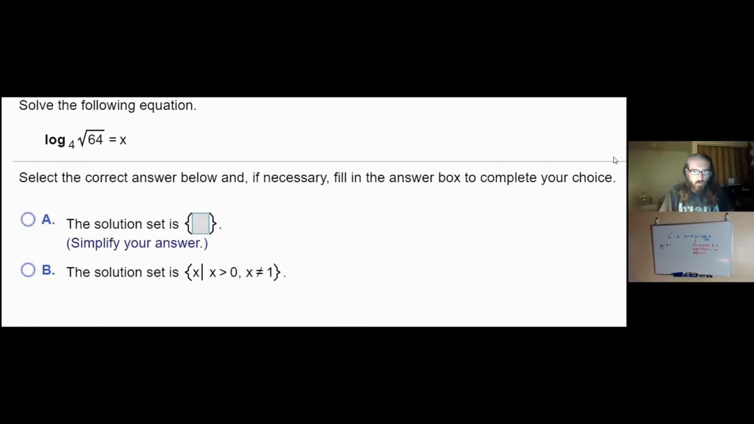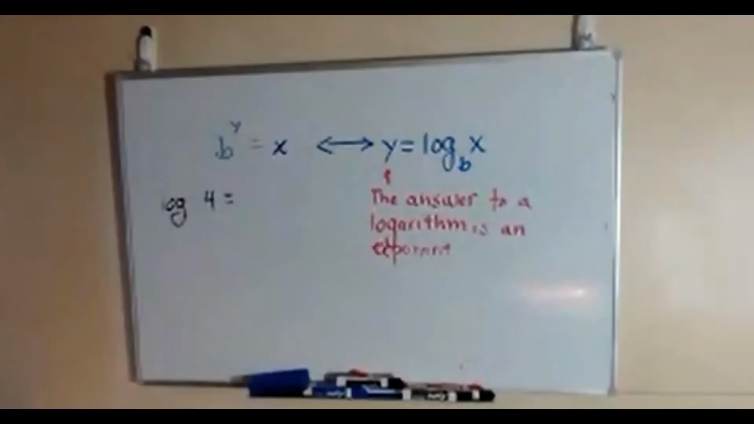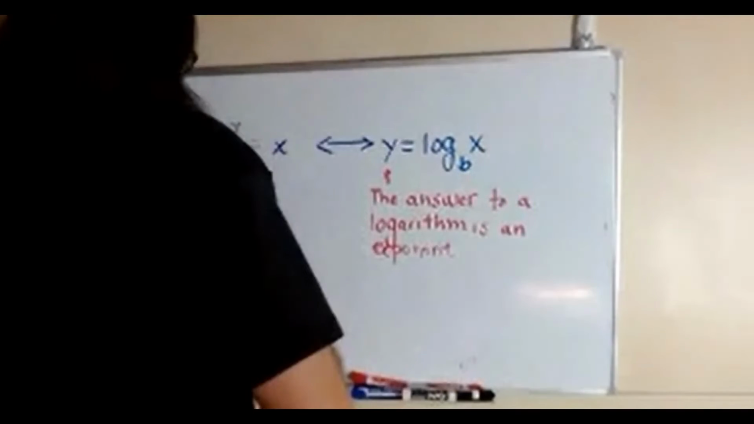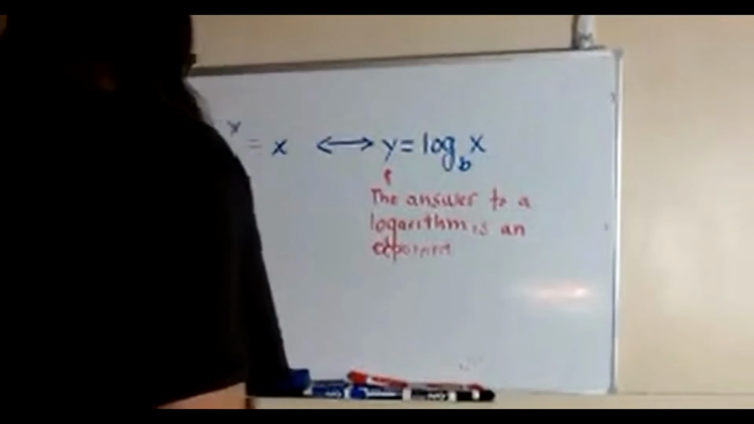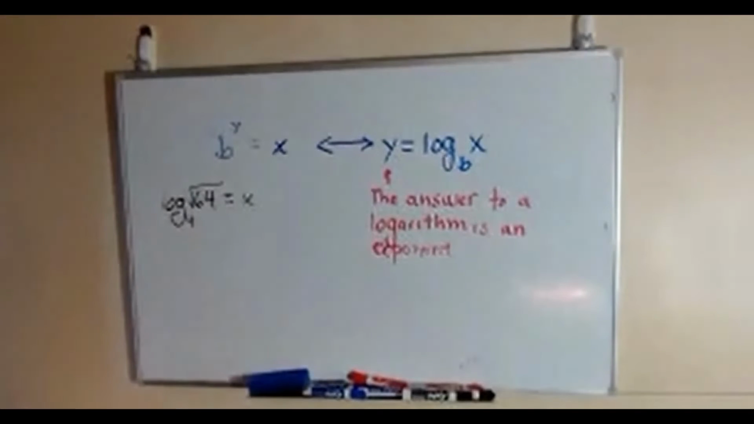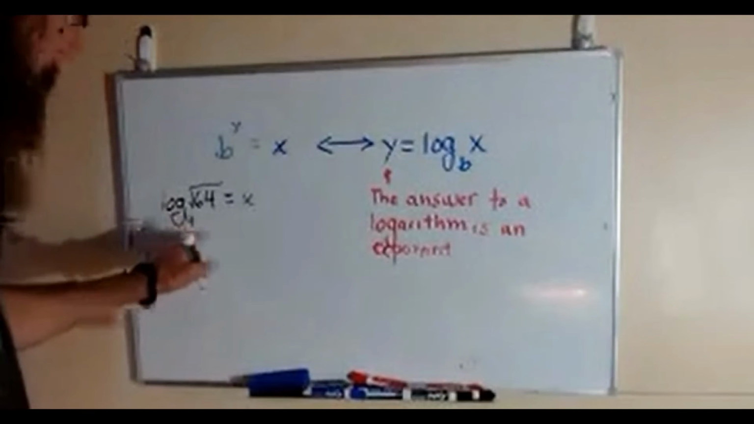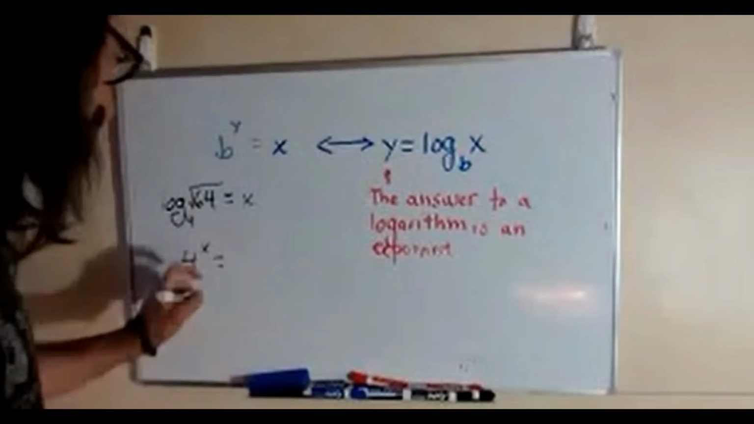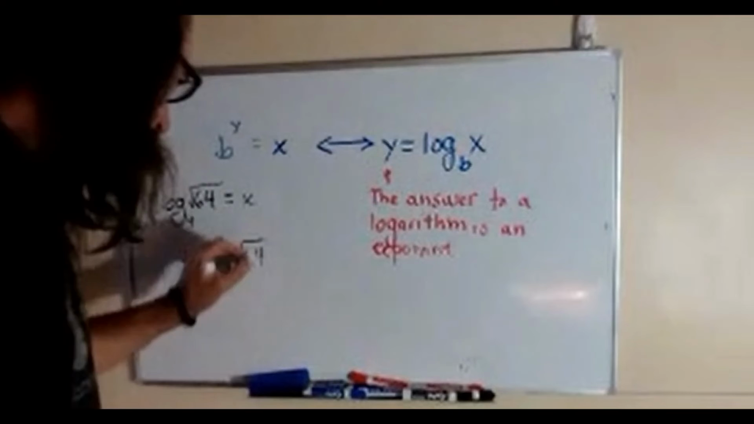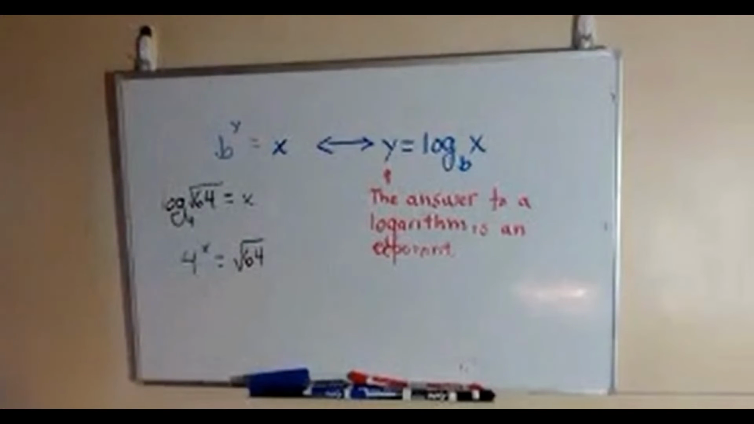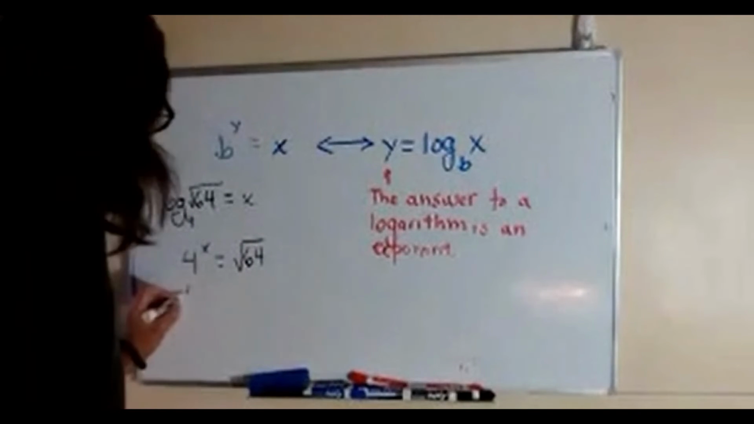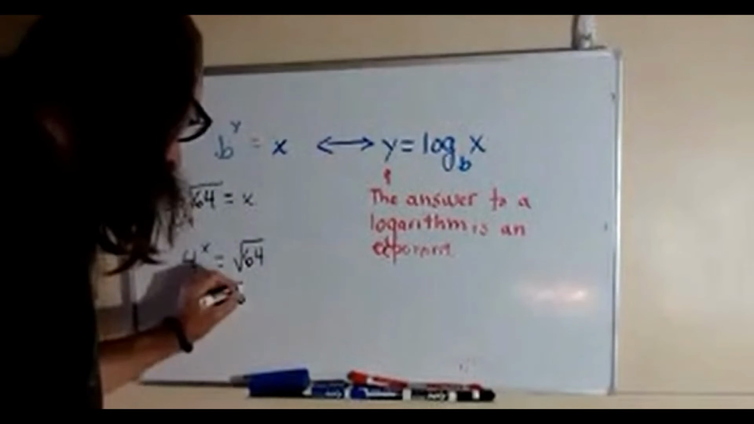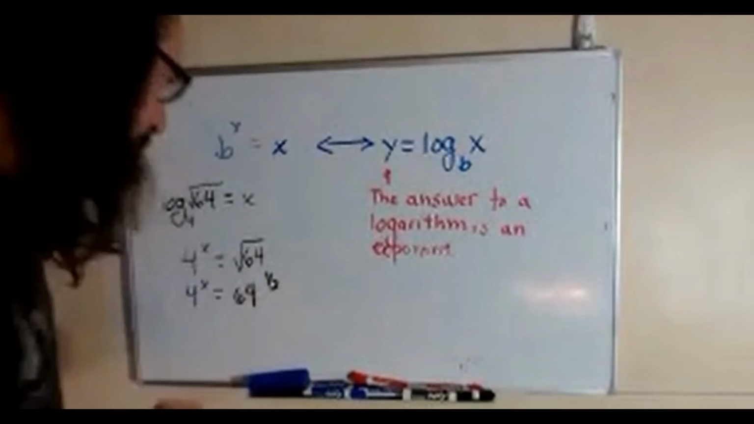This next one on the surface might look similar to the previous two, but this time we know the base. Log of square root of 64, base 4, equals x. So, our base is 4, and our answer for our rule is x. That's our exponent. So x equals square root of 64. Rather than calculating square root of 64, and perhaps making it more difficult, I'm going to write square root of 64 as 64 to the 1/2 power.